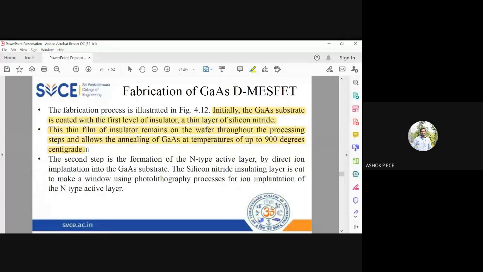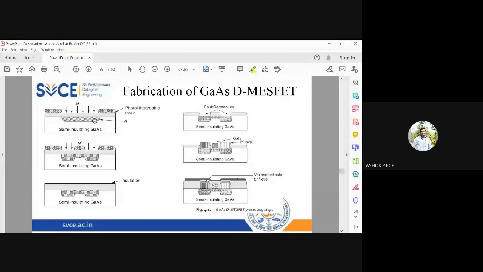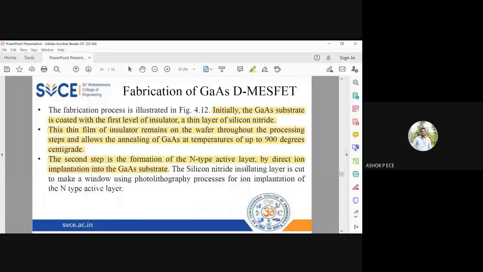Then you are going to grow the N-type layer on the gallium arsenide substrate using the ion implantation method. You see here, I am going to grow this N-type region over the gallium arsenide using the ion implantation method. Okay. It is semi-insulating gallium arsenide because I am using gallium arsenide plus silicon nitride as an insulator. So it is not a complete insulator. It is a semi-insulating gallium arsenide. So using this ion implantation method, I am going to grow the N-type active layer.